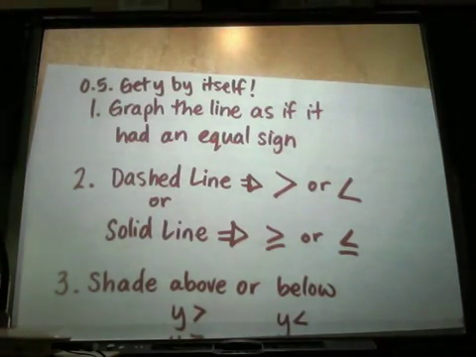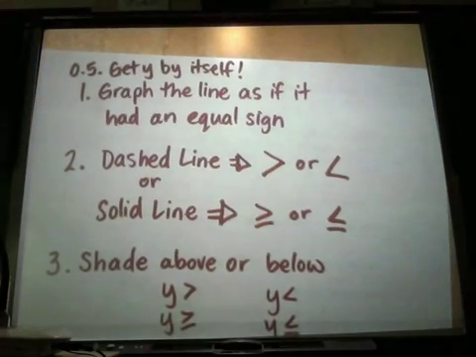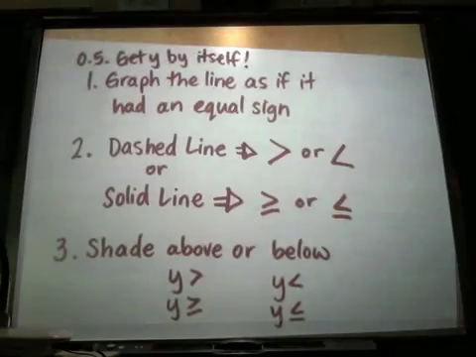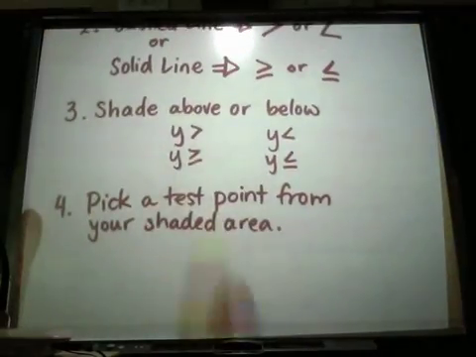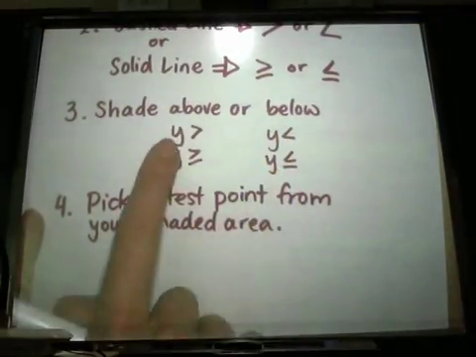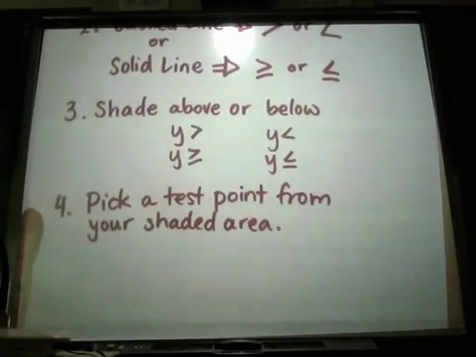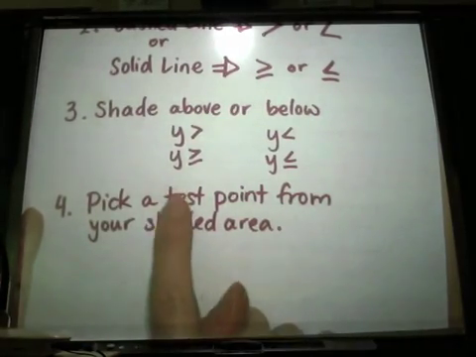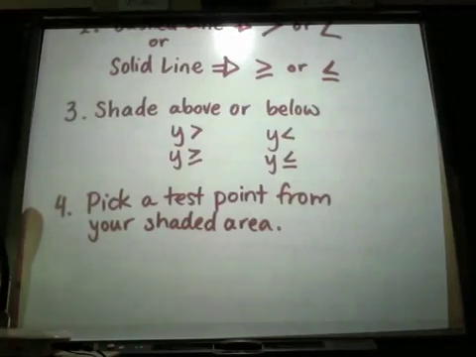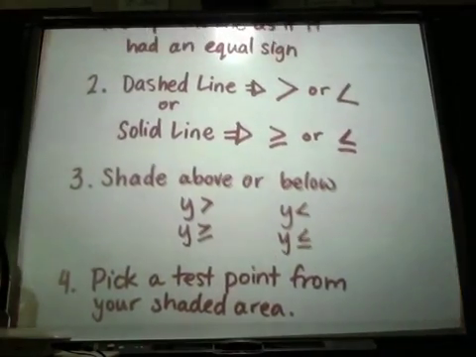Some of them will already be set up that way, but some of them you might need to get y by itself. Because if y is not by itself, first of all, you can't graph a slope-intercept form. And also, look at how we're deciding where to shade. We're looking at y is less than, not 3y is less than or greater than, right? But the y has to be by itself to determine the shading. So those are the steps you're going to follow.